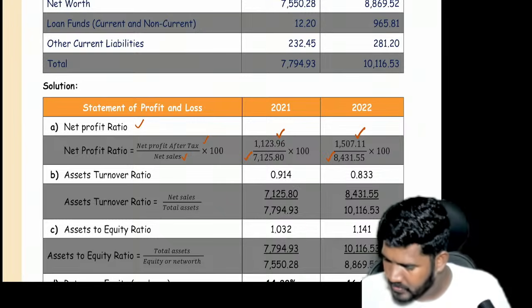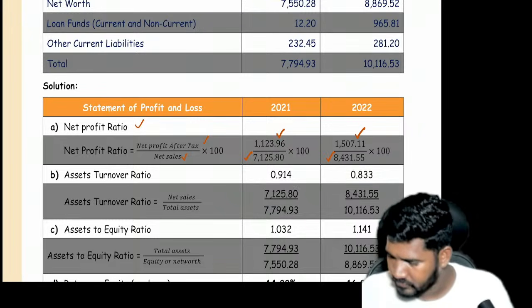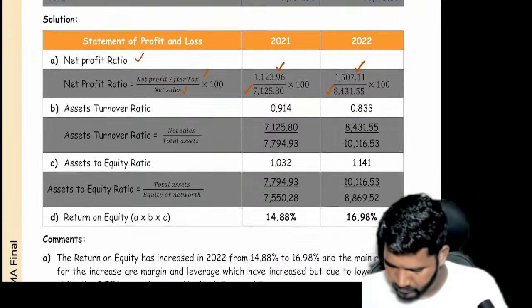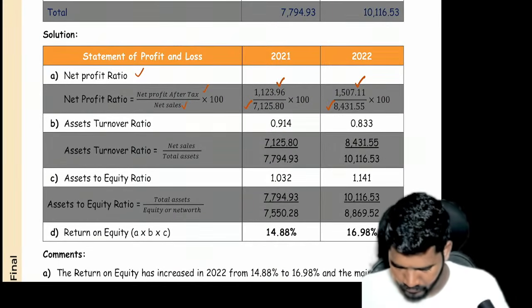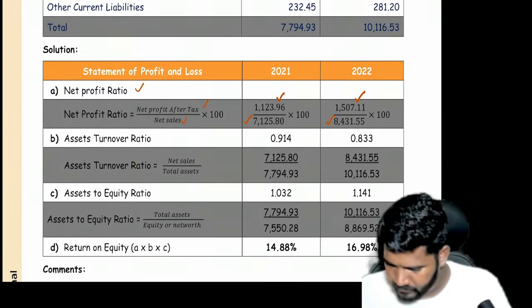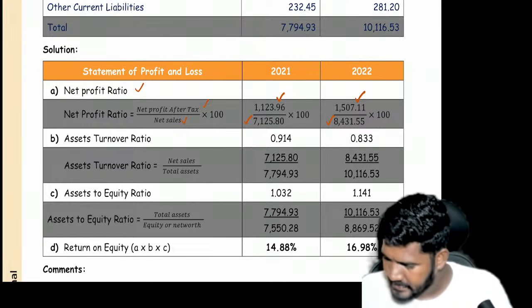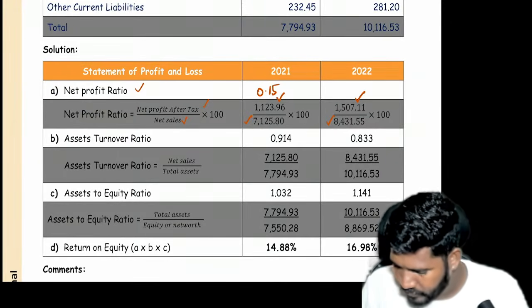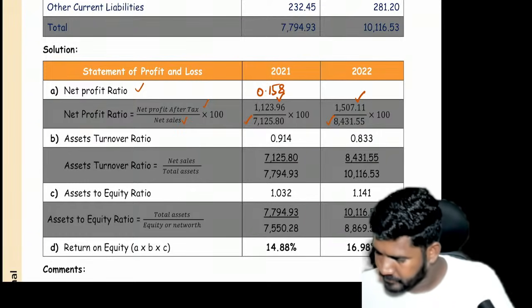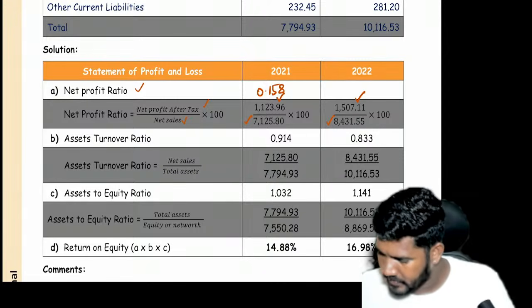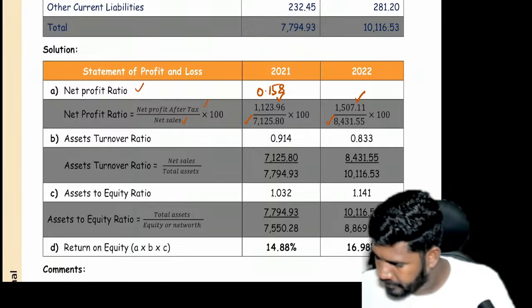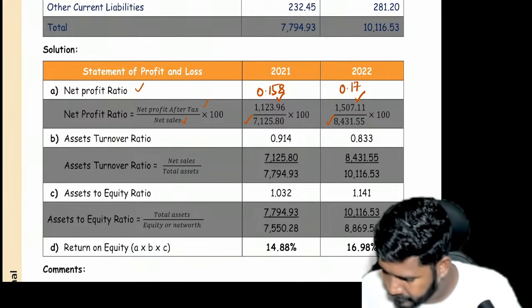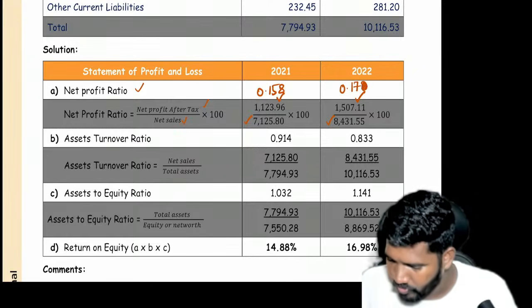1123.96 divided by 7125.8 gives 0.158. 1507.11 divided by 8431.55 gives 0.178, not 8, go with the 9, round off to 0.179.